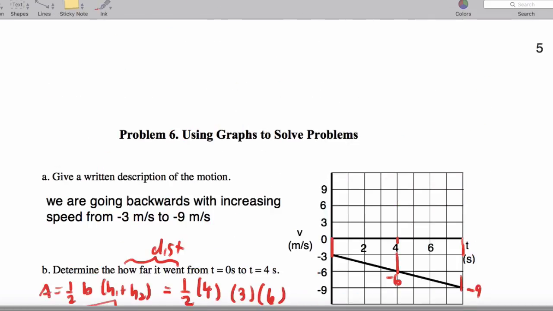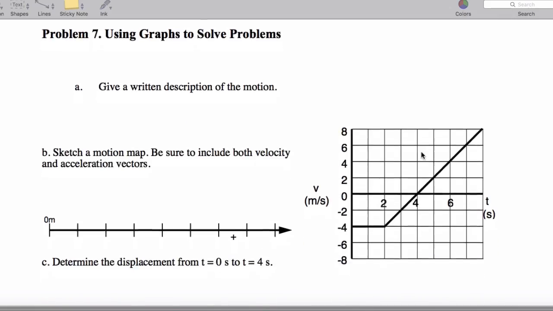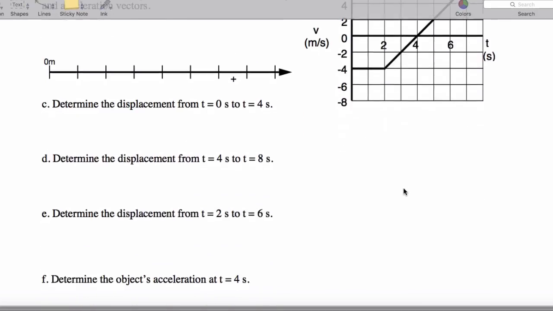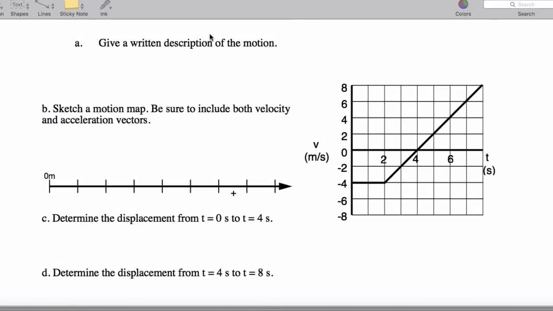So that's the problem right there with using graphs. And we're not going to do motion maps in this class, so I'm really sorry I included that. We definitely don't want that there.